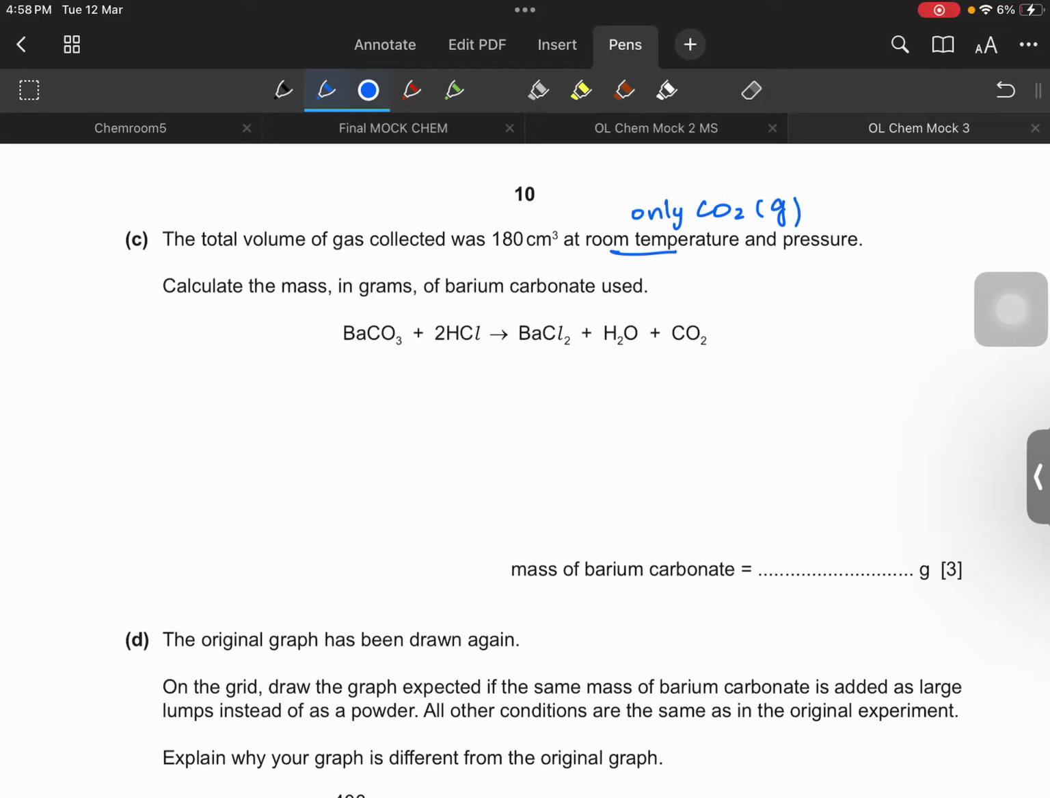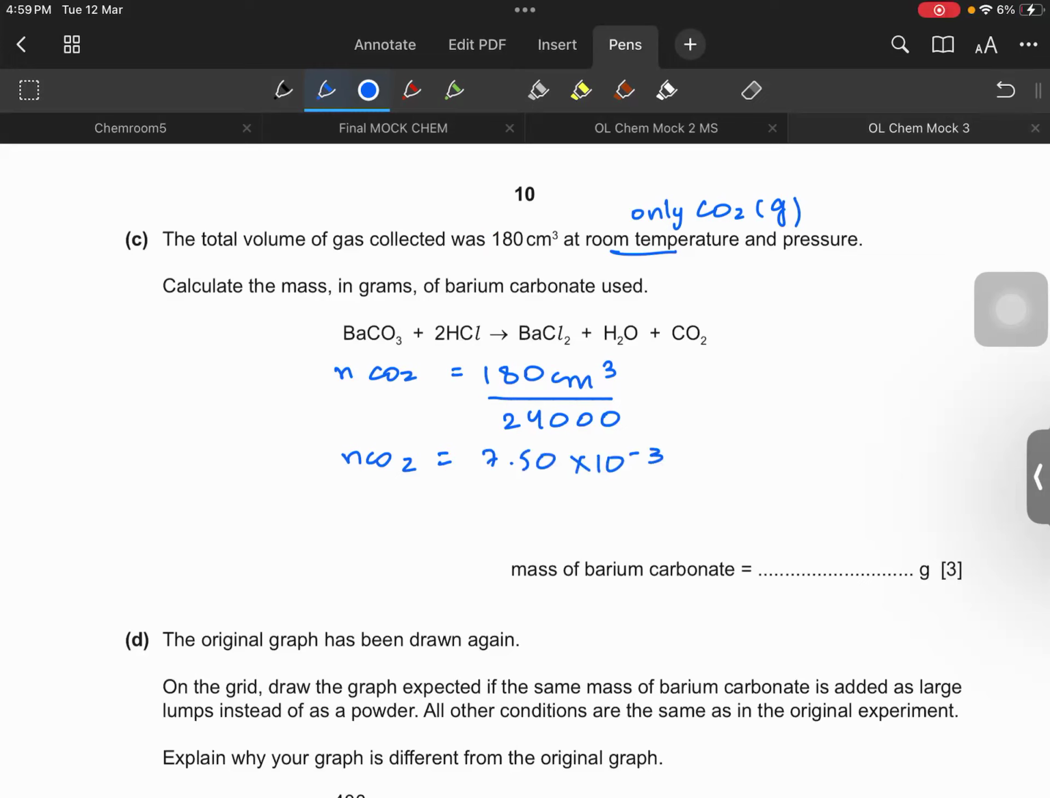That's wrong. I don't think it's 24. In dm cube it's 24,000... moles of carbon dioxide equals 180 cm cube divided by 24,000. That is for cm cube, I was telling you for dm cube. Yes, but the unit we have is cm cube. Work out the moles of CO2. 7.5 times 10 to the power minus 3. Now, what's the next step going to be?